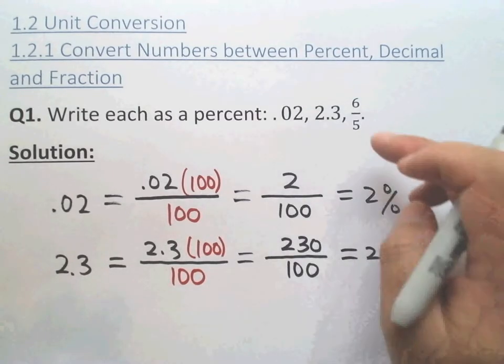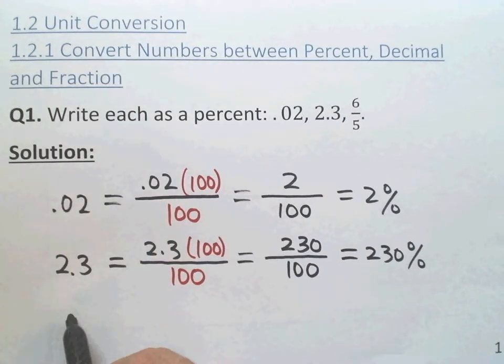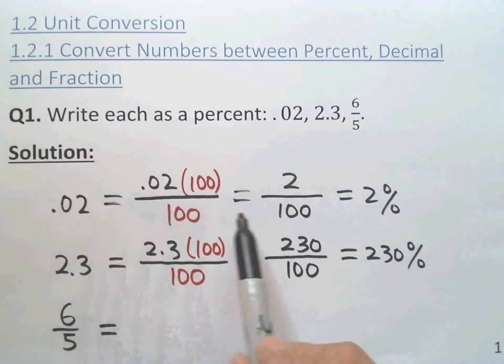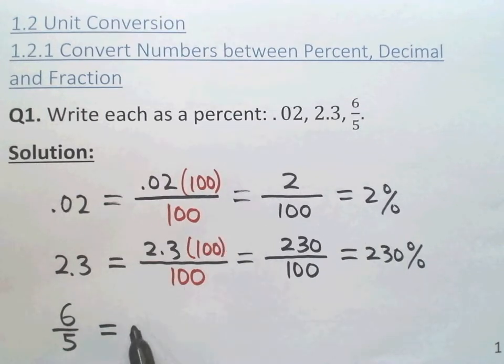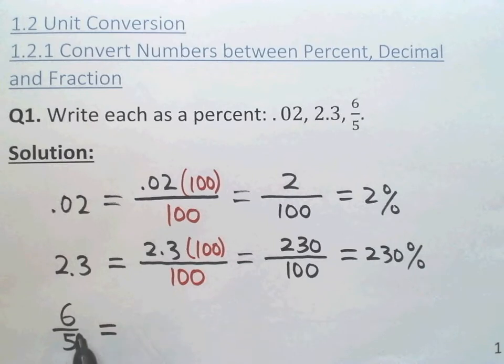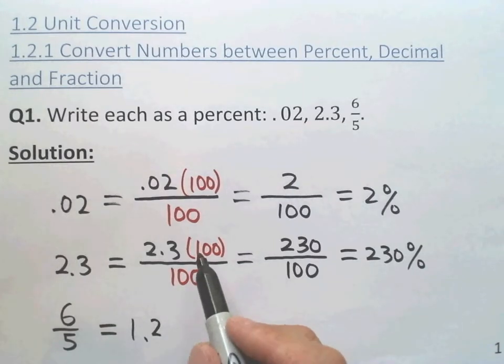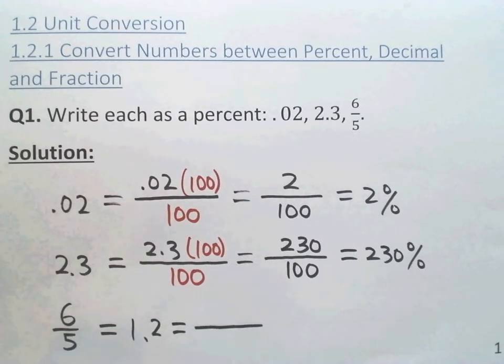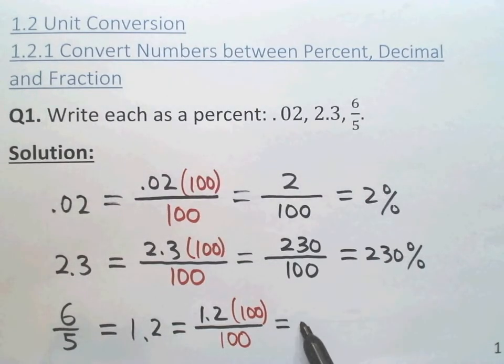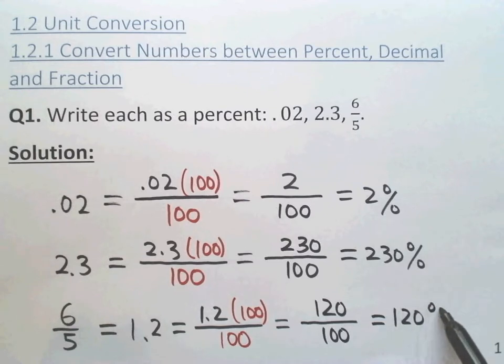The last number, 6 divided by 5, 6 over 5. We can do this a simple way: change it to decimal, and then times 100 to get the result. We write it as a decimal, which is 1.2, or you use your calculator, you get 1.2, right? Then we follow the same way: 1.2 times 100 is 120 over 100, which means 120%. Okay, so this is the basic way. We summarize it as: change it to decimal, then times 100.